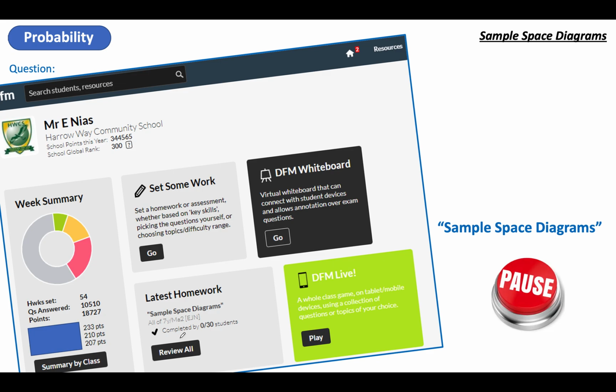Right, off to Dr. Frost with you. And there aren't many questions on here because it takes a while to draw these sample space diagrams, but I do want you to draw them where it asks you to. And then answer the probability questions as well, please. All right, please take your time, make sure that it's nice and neat, and then I'd like to see, obviously, a photo of your work.